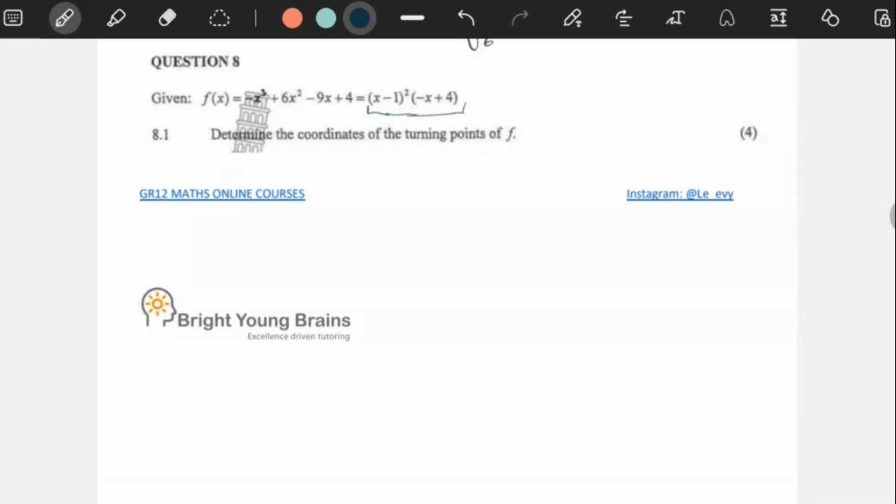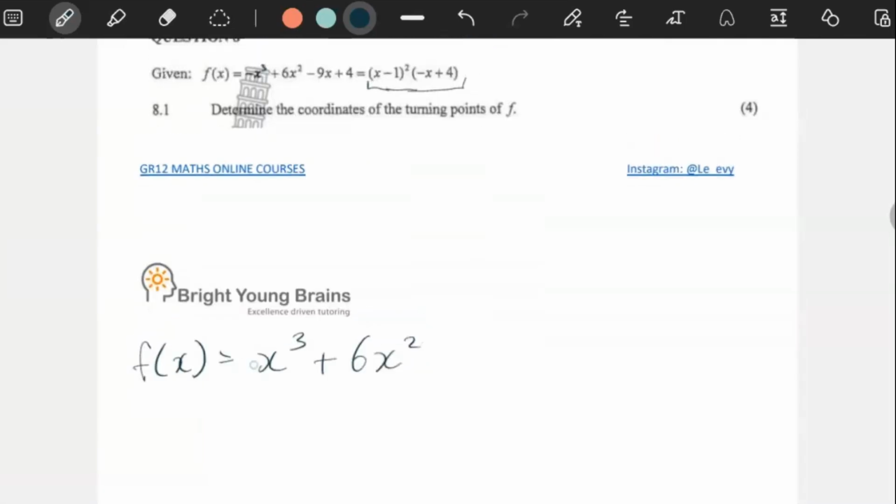So determining the turning points of any graph, it's very simple. You usually differentiate your equation once and you make the equation equal to 0. So let's do that. You see, so f of x, we may use this part for other questions, but for now we want the original equation.